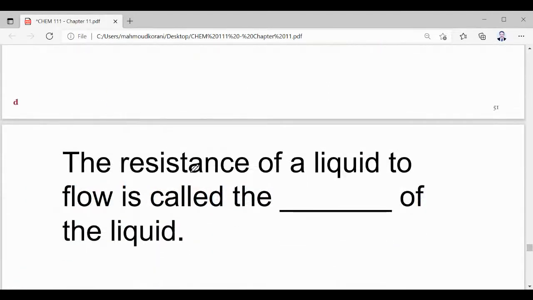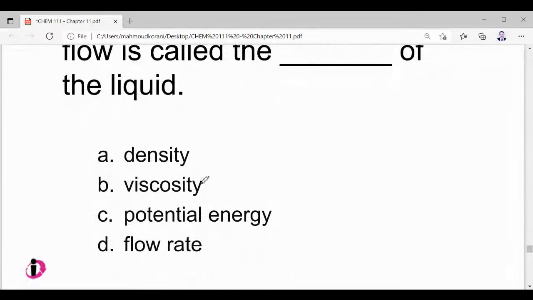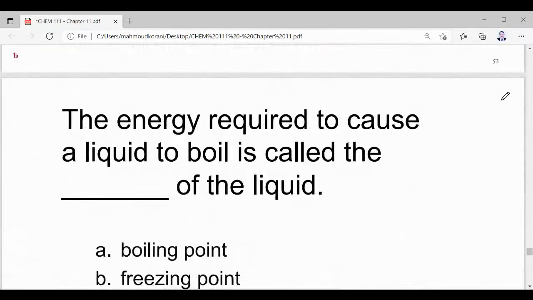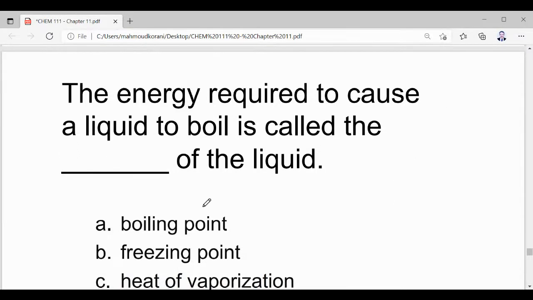The resistance of a liquid to flow is called the viscosity. The energy required to cause a liquid to boil is called the boiling point.